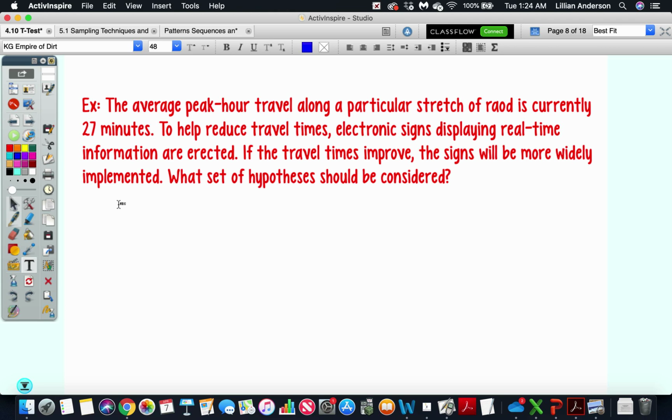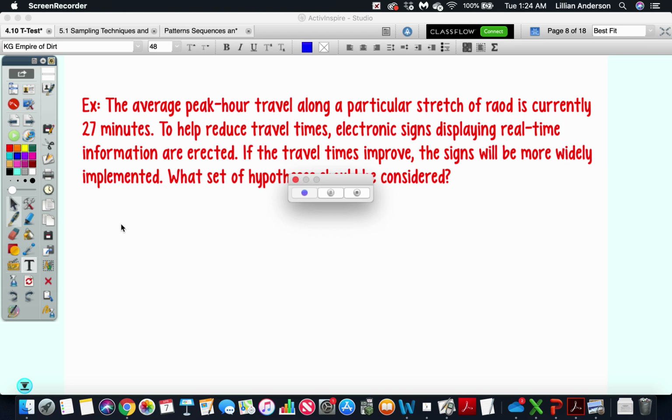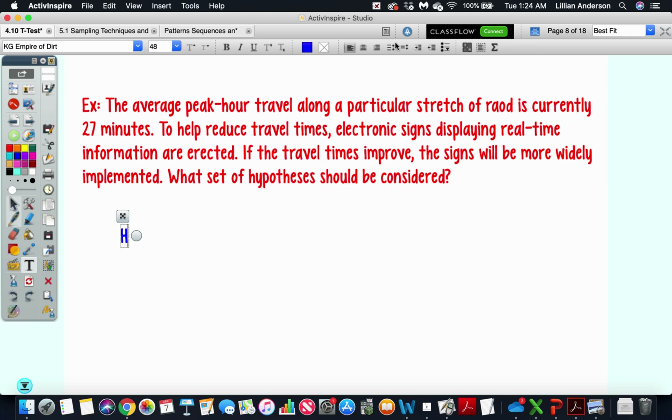The average peak hour travel time along a particular stretch of road is currently 27 minutes. To help reduce travel times, electronic signs displaying real-time information are erected. If the travel times improve, the signs will be more widely implemented. What set of hypotheses should be considered? As we know, the null hypothesis is the easiest part. It is going to be mu equal to the value, which is 27. The alternative hypothesis, though, what was the key word in this problem that lets you know what symbol you're going to use? And hopefully you recognized it said to help reduce travel times.